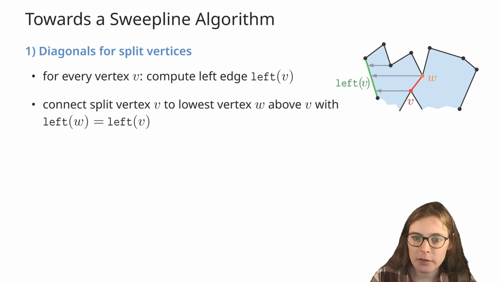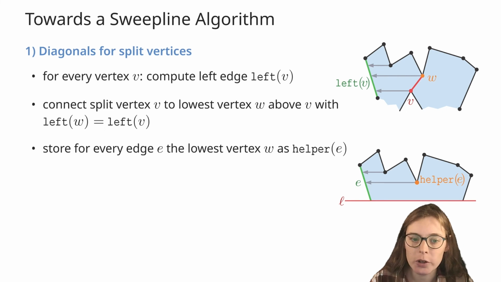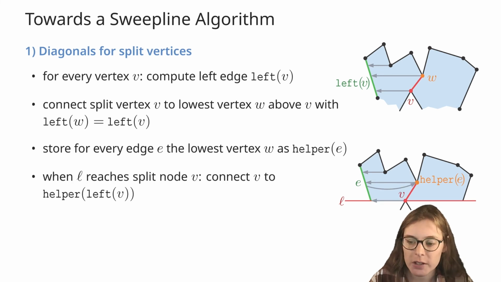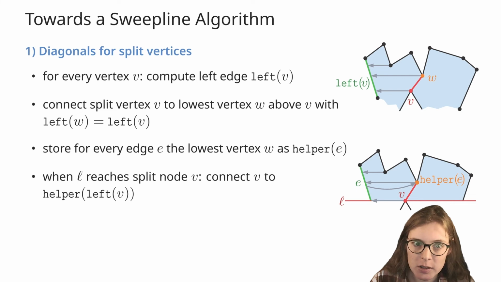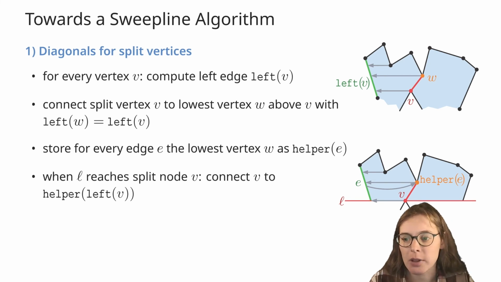To find such a vertex W, we're going to store a pointer called helper in every edge that will point to the lowest such vertex W. When a sweep line reaches the split vertex V, it will check which helper the edge to the left of V has and insert the diagonal to that helper.